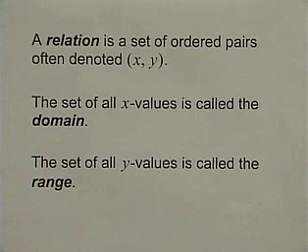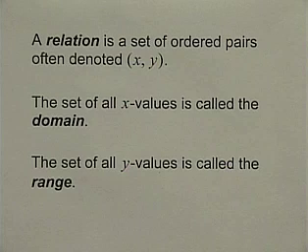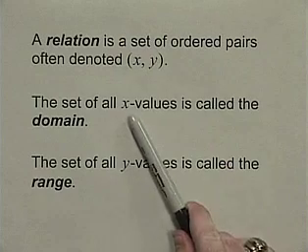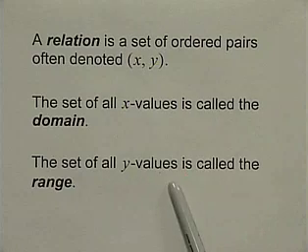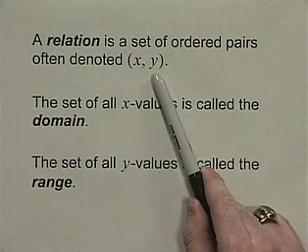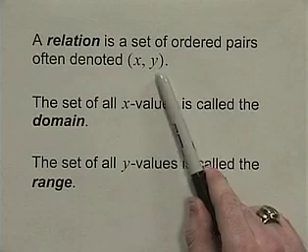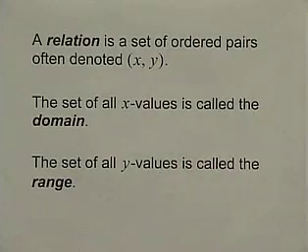Now we need to look at relations. Relations have a specific definition in math. A relation is a set of ordered pairs, often denoted x comma y. The set of all x values is called the domain, and the set of all y values is called the range. So when we talk about the set of all x values, we're talking about all the possible values of that x right there. And when we talk about the set of all y values, we're interested in that y right there. And the relation is the set of these different xy pairs.